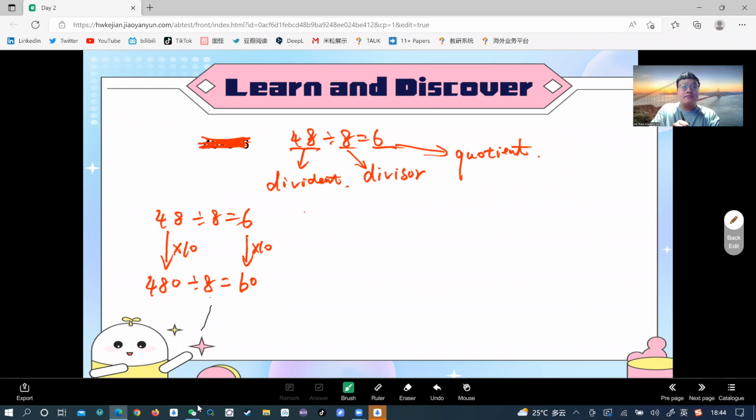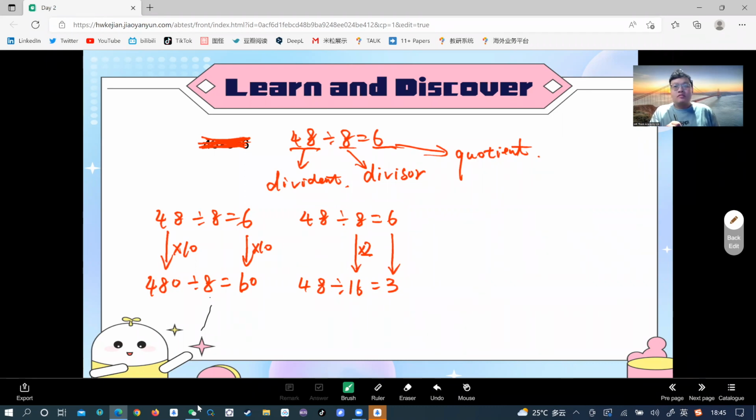And then after that, this is going to be a little bit different here. We know that 48 divided by 8, that will be 6. And now this time, I would like to times 2 to the divisor. So this new calculation should be 48 divided by 16. So the answer will change into 3, right? So you see, the change to the quotient, is that the same as the divisor? Yes or no?